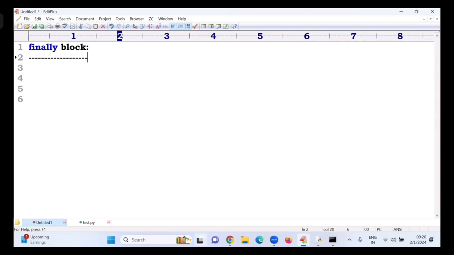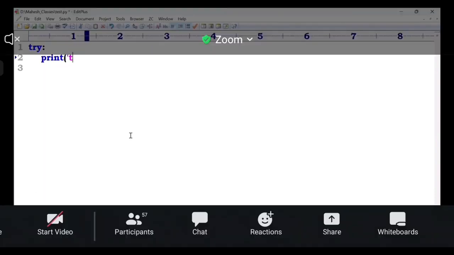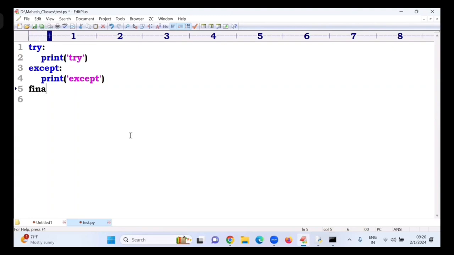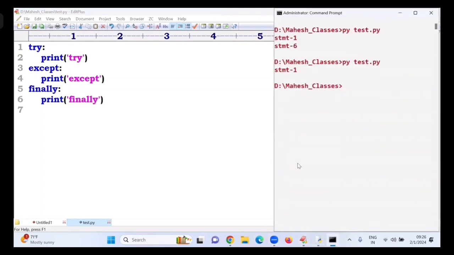First of all, there is no exception in my program. Try block, print try, except, print except. Finally, print finally. Yeah, this is the program. Is there any exception in my program? Nothing. So which statements will be executed? Try, finally.